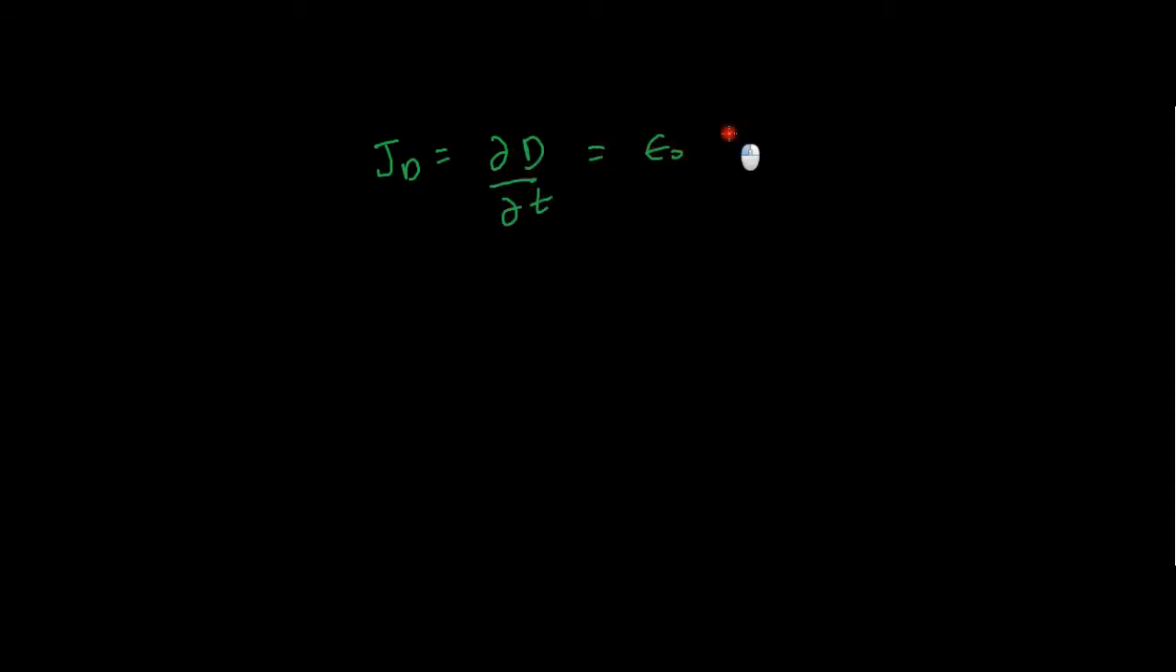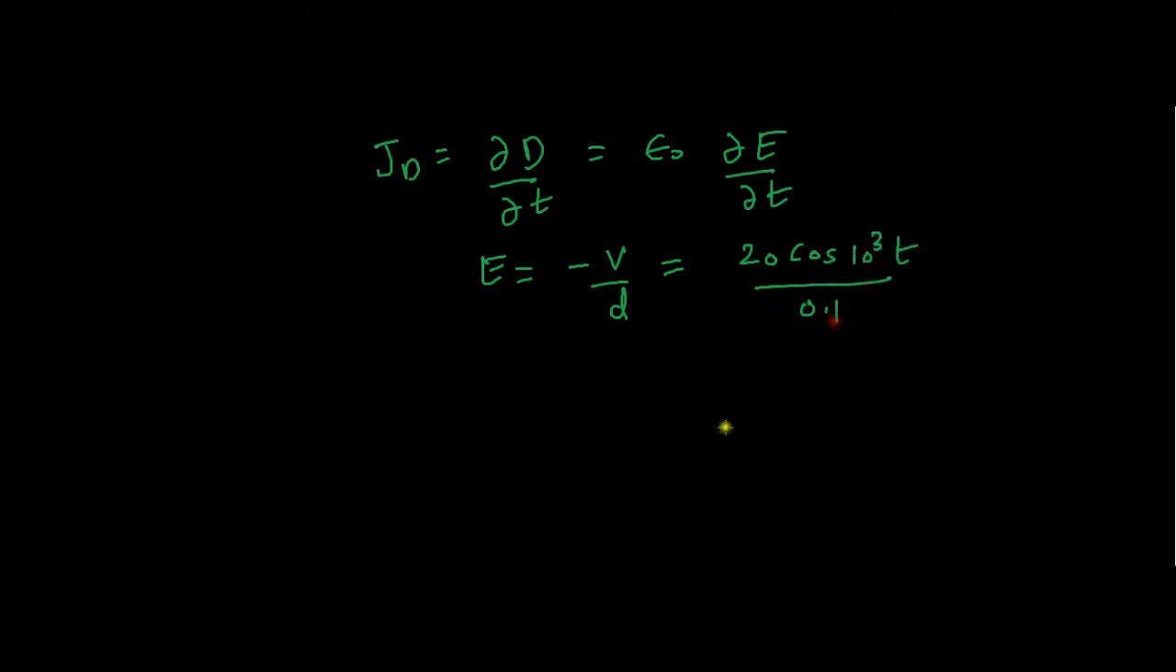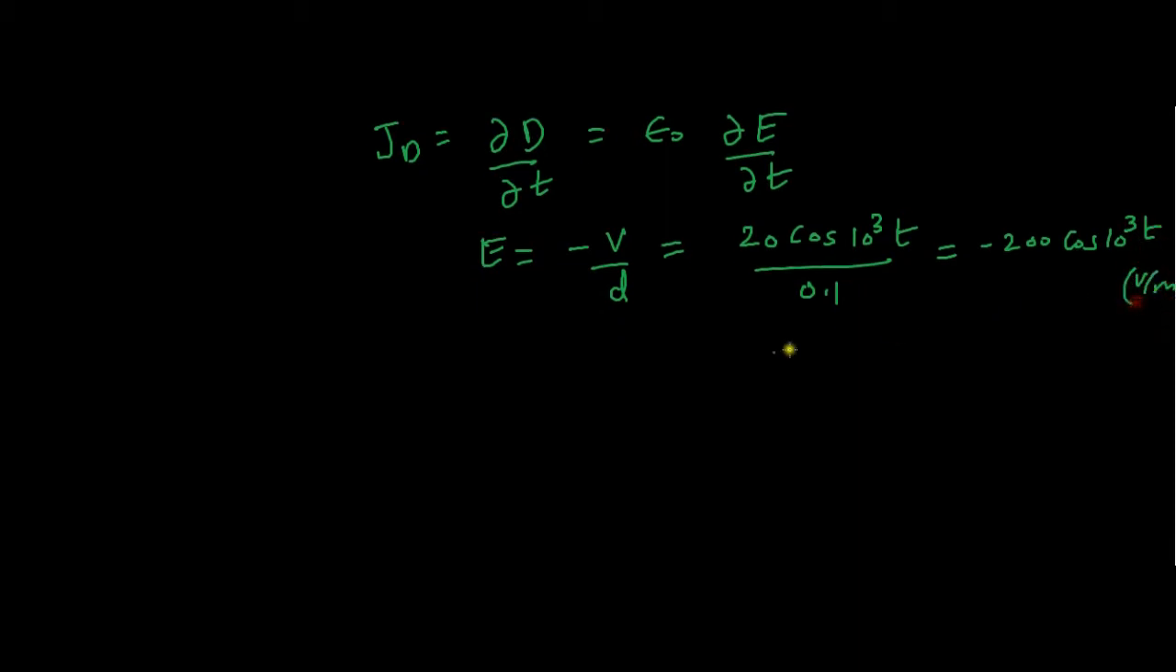Here E is the electric field inside the capacitor. It is defined as voltage per meter, and the voltage was 20 cos 10 cube T upon 0.1 meter. So this is nothing but 200 cos 10 cube T volts per meter.